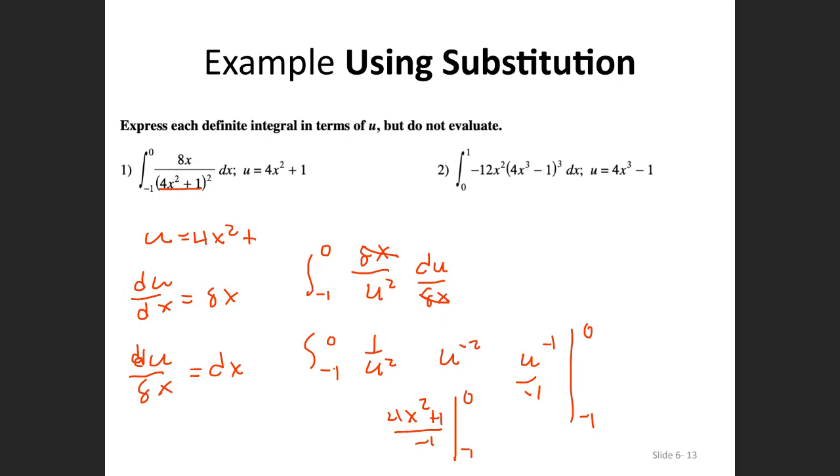So if I put 0 in here, that crosses out. I end up with 1 over -1. So that's going to be -1 minus, and then if I put -1 in here, -1 squared is 1, times 4, so that's 5 over -1. Boom, boom. So I'm going to say that my answer is 4.